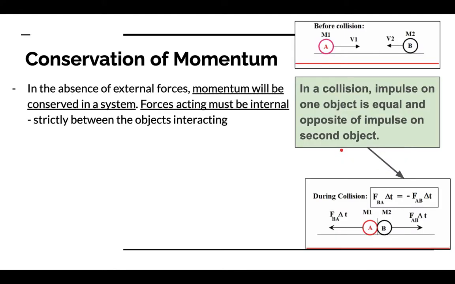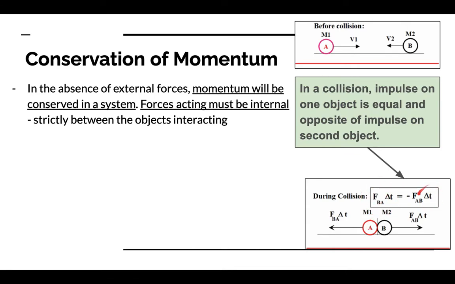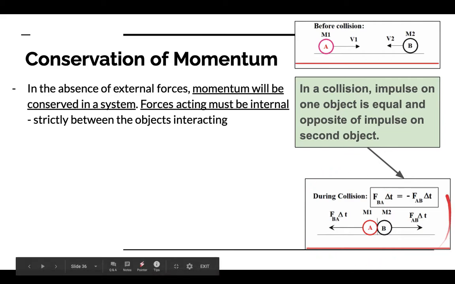Conservation of momentum. Remember that in the absence of external forces, momentum will be conserved in a system as a consequence of Newton's third law. The forces acting must be internal. When two objects interact, they apply equal and opposite forces over equal time intervals, which means the change in momentum for, say, object A is equal and opposite to the change in momentum for object B. When you solve, that gives you that the overall change in momentum of the entire system is equal to 0. So the entire system's change in momentum is 0, but the objects within can exchange momentum between each other.